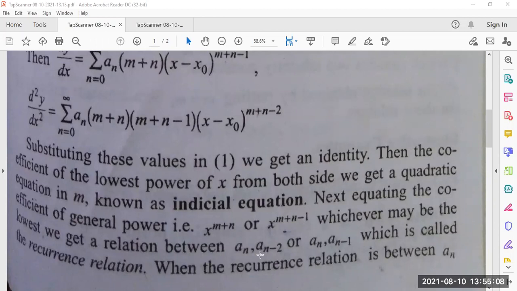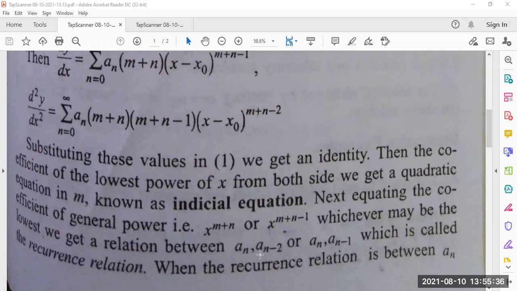Next, we have to equate the next lowest power. First, equating the lowest power, then the next lowest power, either m plus n or m plus n minus 1. Then we get a relation either between n and n minus 2 or n and n minus 1. This is called the recurrence relation. From this recurrence relation, we get all the other values, but here a0 not equal to 0 is given.